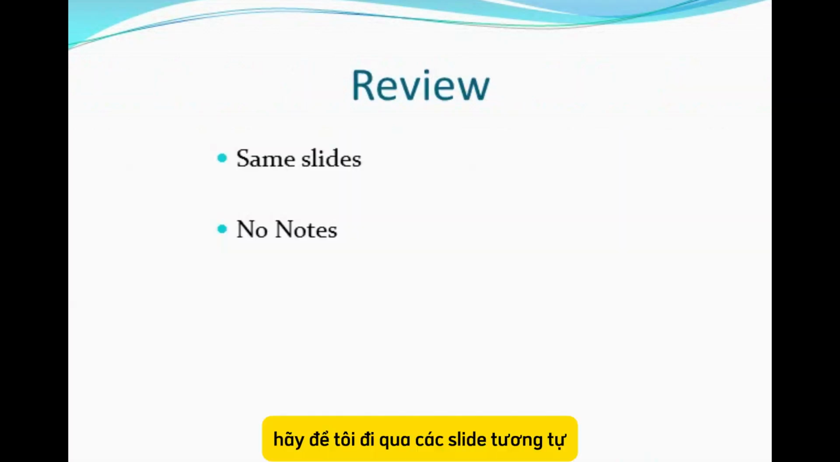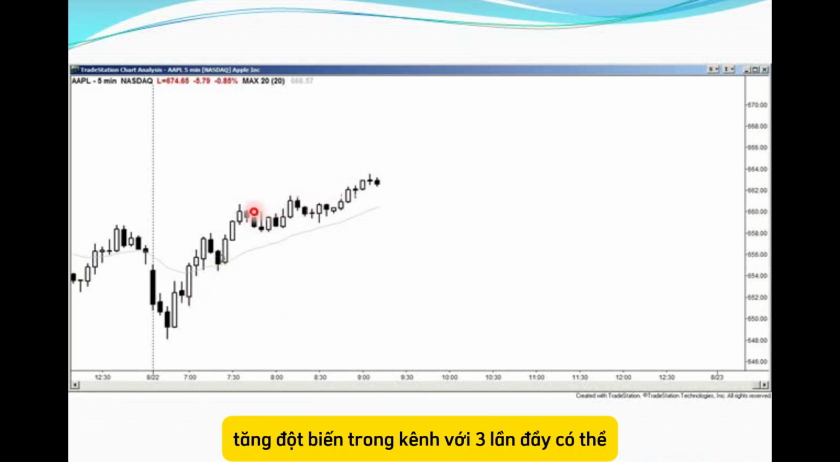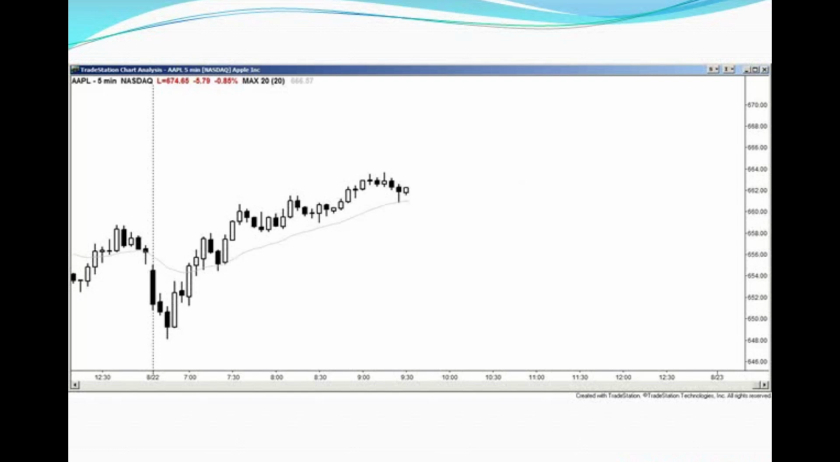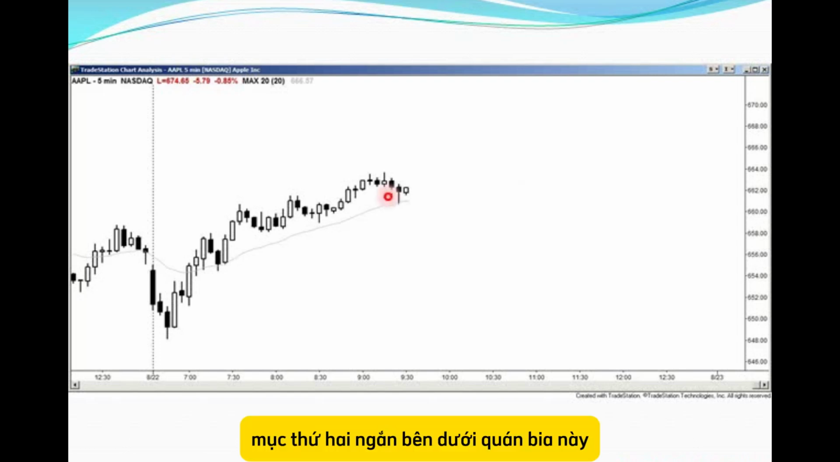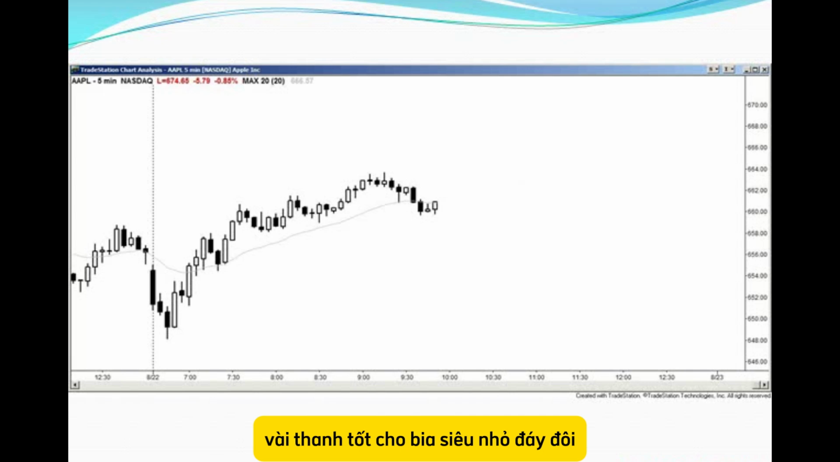Let me go through the same slides without marks on the chart. So this is the spike up in the channel with possible 3 pushes and a weak sell signal bar. Second entry short below this bear bar. Does not look like a strong sell-off. Good bar for the bears, couple good bars for the bears.